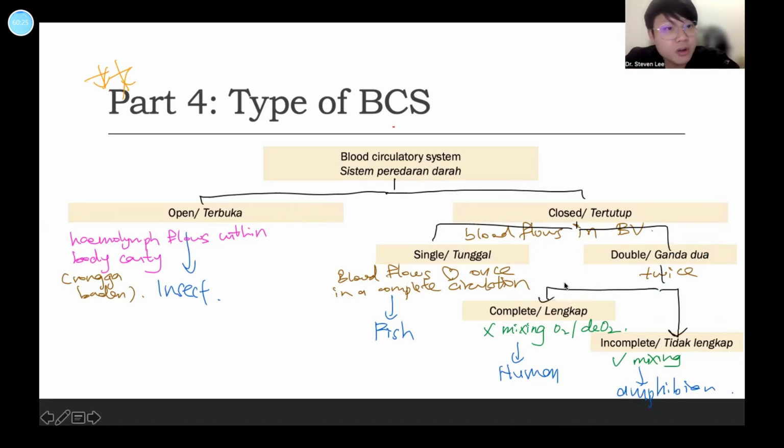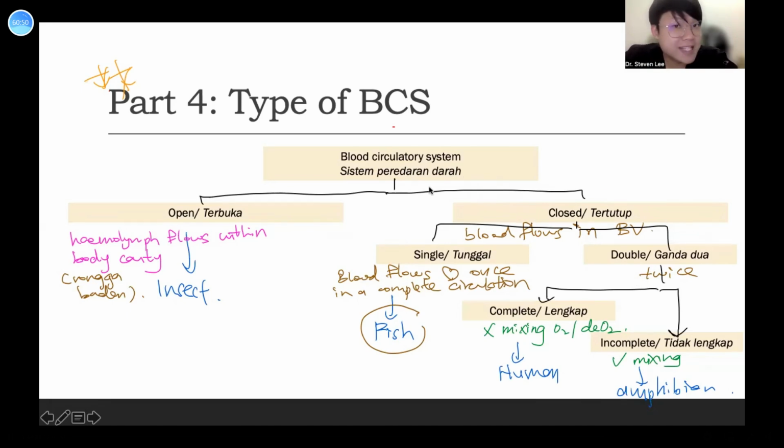If you are using English, we will look from down up. For example, if right now the question is asking you on the fish, I talk about English first. If you ask about fish, so your answer will be single closed circulatory system. So in English, you go from down up. If they ask you what's the name of the insect circulatory system, then it will be open circulatory system. If they ask you about what's the one for human, human is complete double closed circulatory system. If amphibian, incomplete double closed circulatory system. So for English, you go from down up.